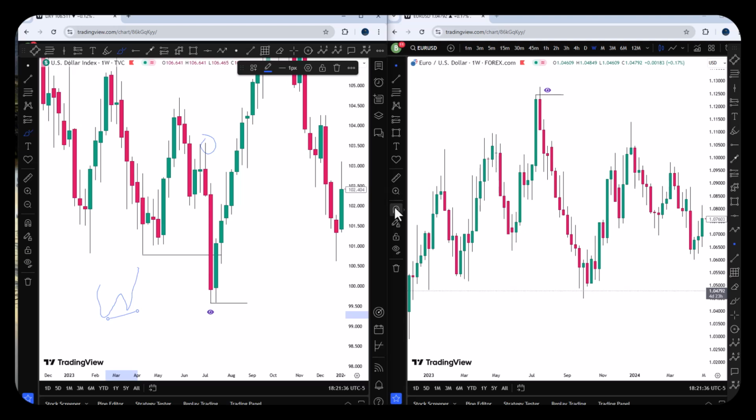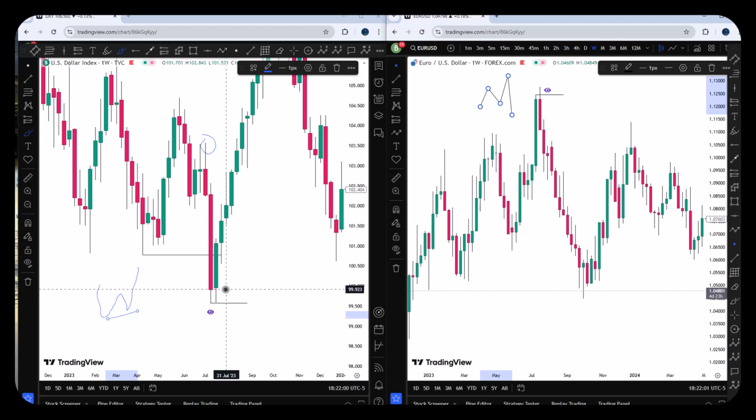Sorry guys, this is my tool. Okay, right here. So here looks like we have something like this. I'm talking about this manipulation. You can see how this candle traded higher, but here it didn't trade lower. So this is what we call divergence.